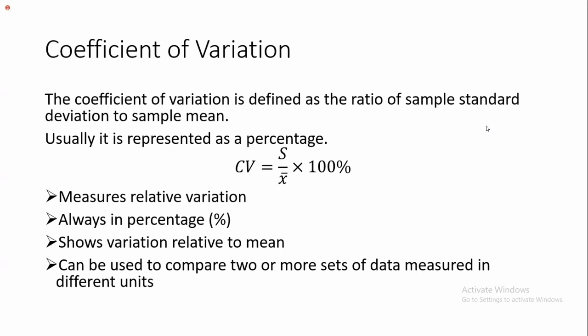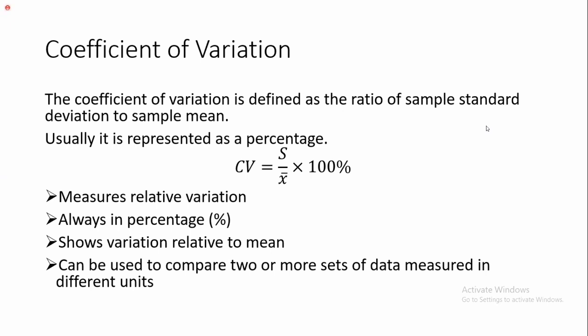Please remember, if we have 2 data sets measured in different units, different variables, in that case we have to use this coefficient of variation to compare those 2 data sets, since we have 2 different variables. If we have only 1 variable, but 2 different data sets, you can compare their mean values or variances. It depends on the problem.